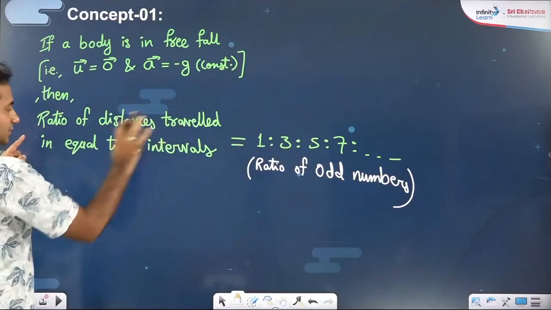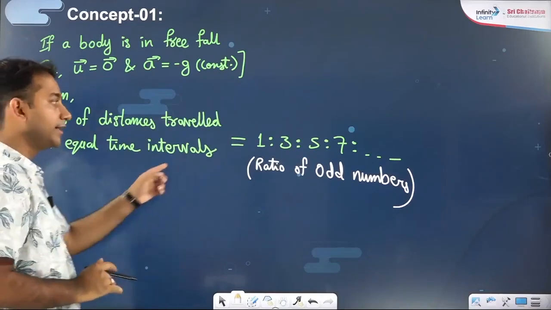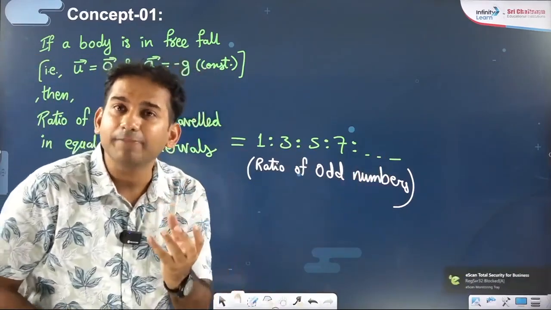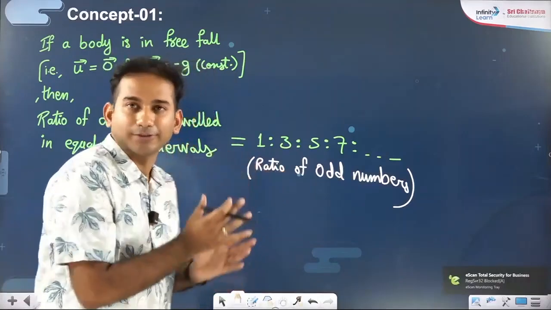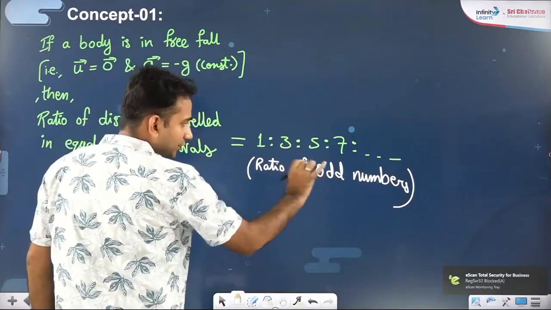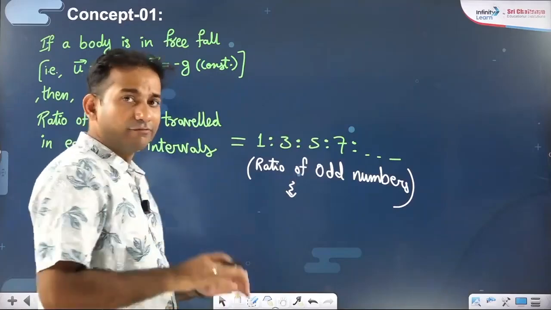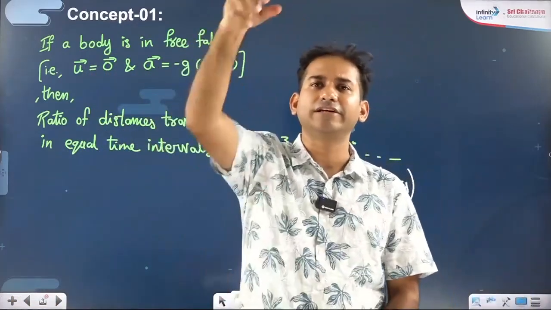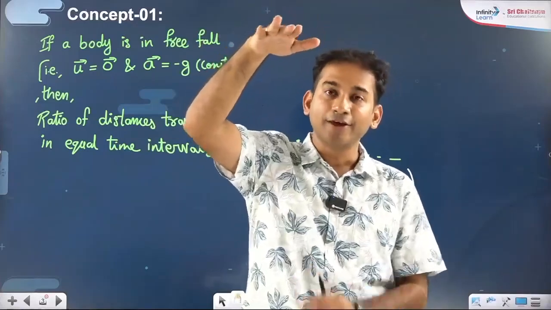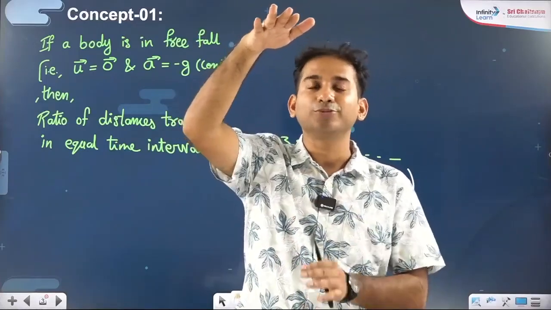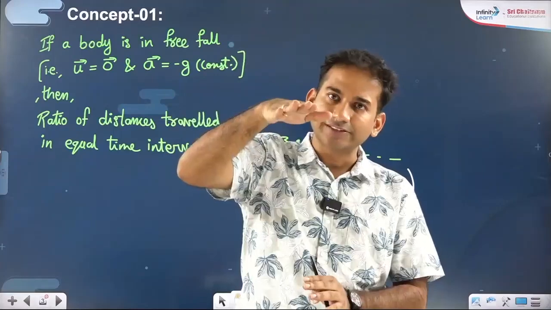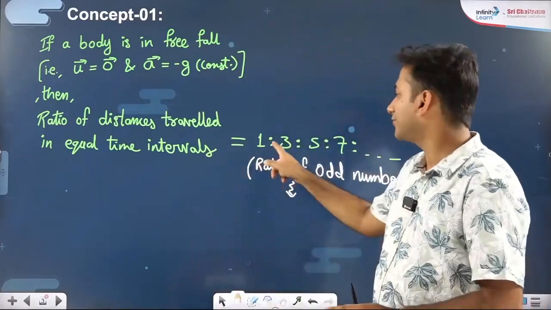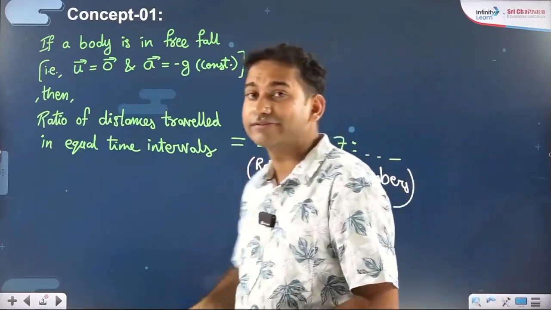I repeat, the ratio of distances traveled in equal time intervals depends on how many time intervals you are talking about, but it is independent of time duration. This ratio 1:3:5:7 will hold true even if a body is in free fall and you have released the body from the top of the tower. Now if the time interval is taken to be 1 second, in the first 1 second, in the next 1 second, in the next 1 second, the ratio of distances traveled will be 1:3:5:7, and you have to agree with that.